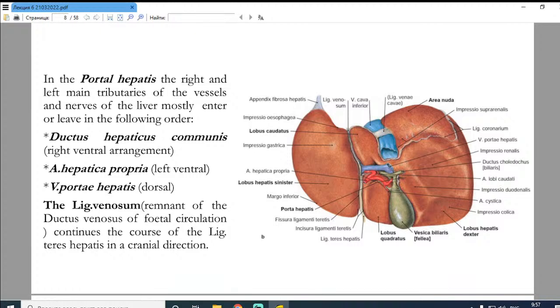The ligamentum venosum, a remnant of the ductus venosus of fetal circulation, continues the course of the ligamentum teres hepatis in cranial direction. This is, you see, the incisura ligamentum teretis, ligament, porta hepatis.